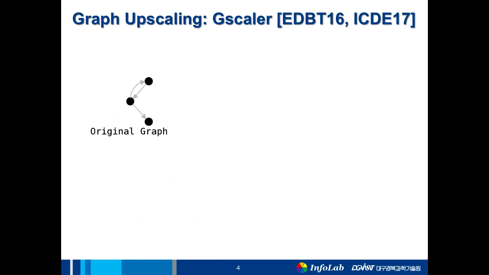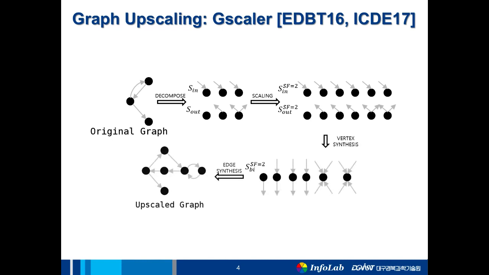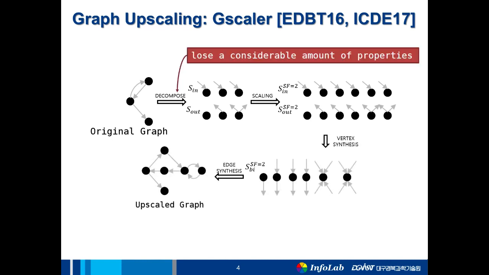Gscaler is the state-of-the-art graph upscaling method motivated by DNA shotgun sequencing. Let me briefly explain how to upscale a graph by using Gscaler. It does graph upscaling through the following 4 steps: decomposing, scaling, vertex synthesis, and edge synthesis. Gscaler tends to lose a considerable amount of properties of the real graph due to its decomposing and combining mechanism.